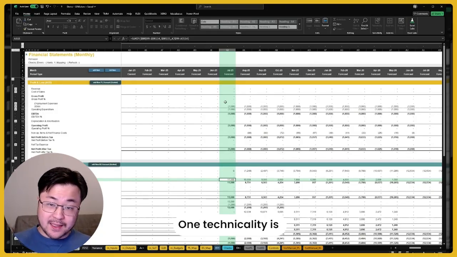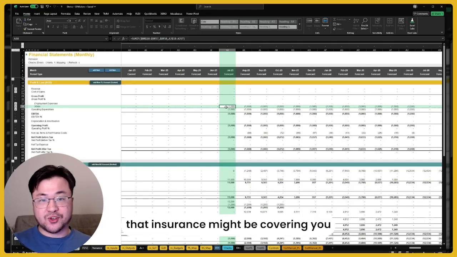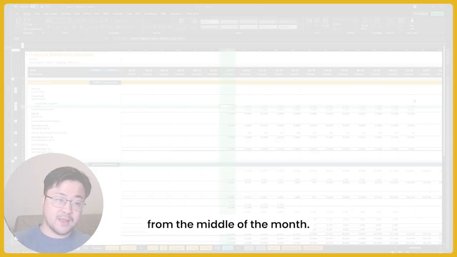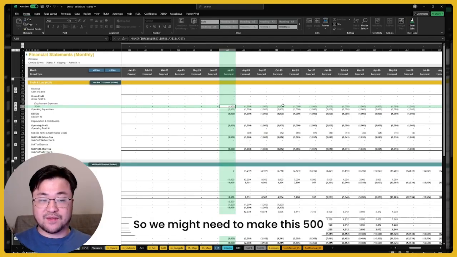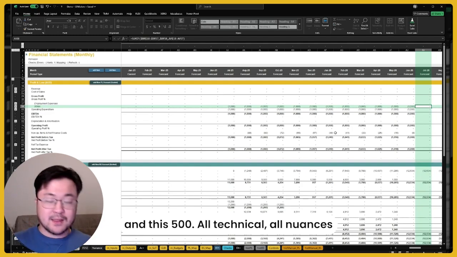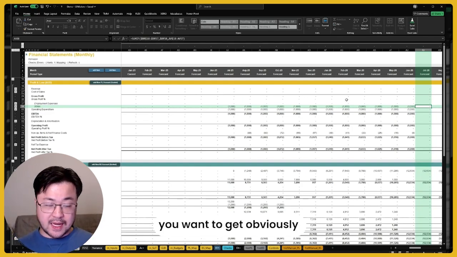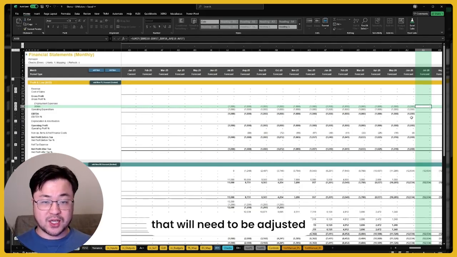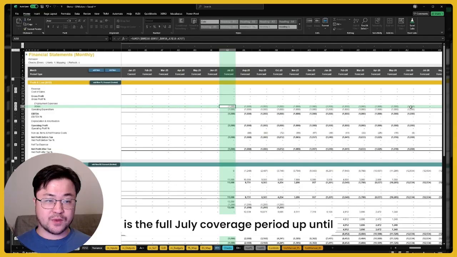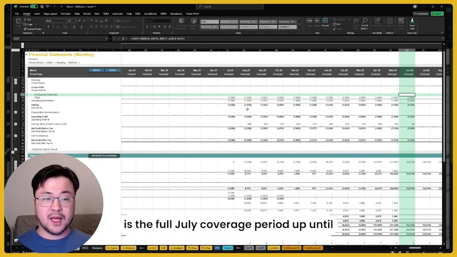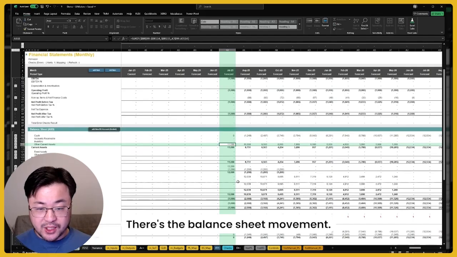One technicality is that insurance premium, depending on the period of recognition, might be covering you from the middle of the month to the middle of July, in fact. So we might need to make this 500 and this 500. All technical nuances, and depending how accurate you want to get, obviously that will need to be adjusted, but we're just keeping it simple. We just assume that the coverage period is the full July coverage period up until the full June. There's the recognition, there's the balance sheet movement.